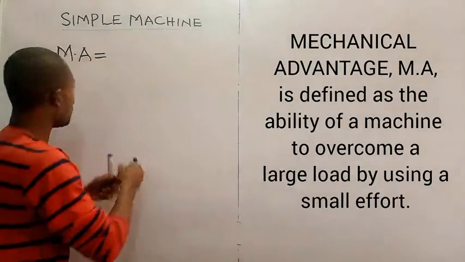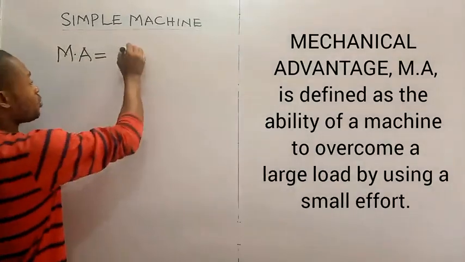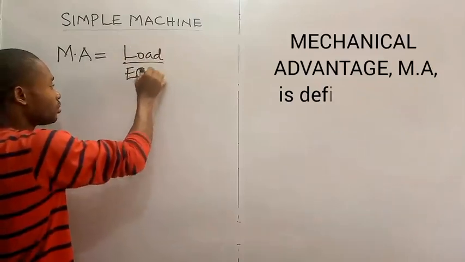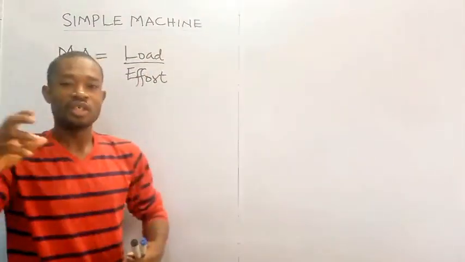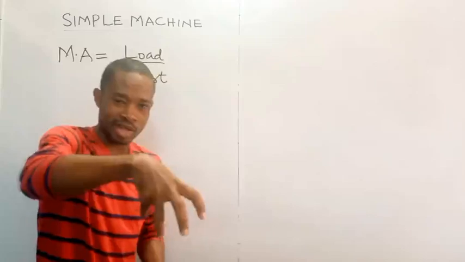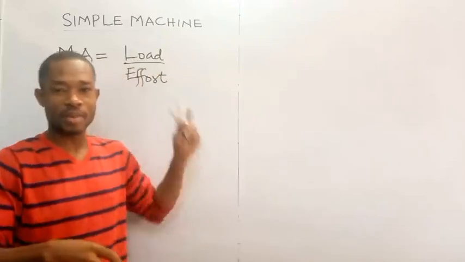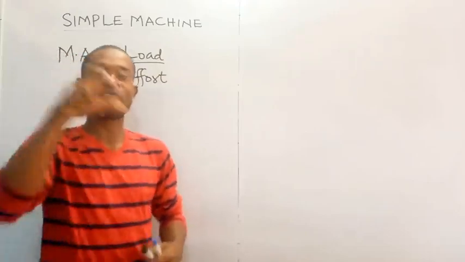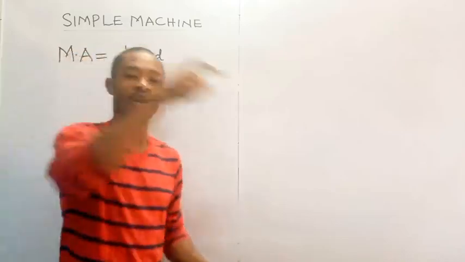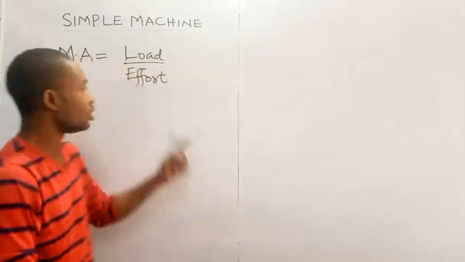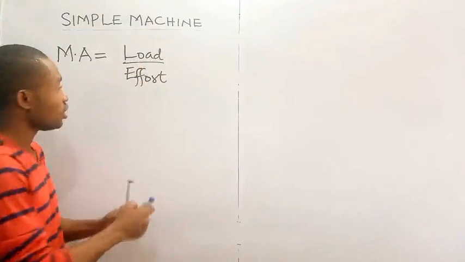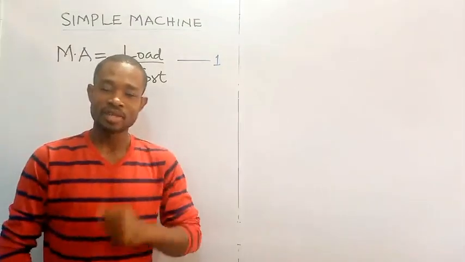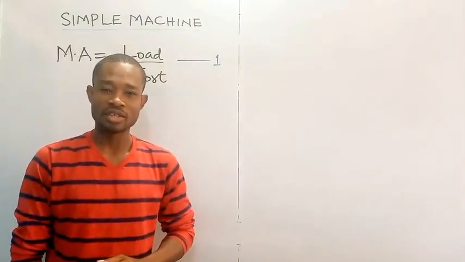Now, in the definition of mechanical advantage, mathematically, we can express it as load divided by effort. Remember the idea. The operator of the machine will put in effort into the machine. That will come as the denominator, input. Then the machine will convert the effort given to it to overcome the task, the load. That will be the numerator. Now we're going to take this as equation 1. And that is the mathematical equation for mechanical advantage of a machine.